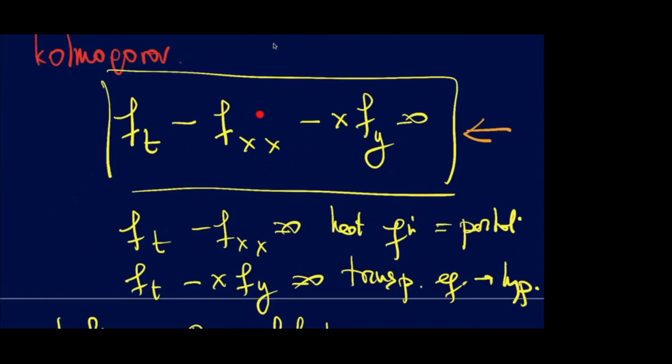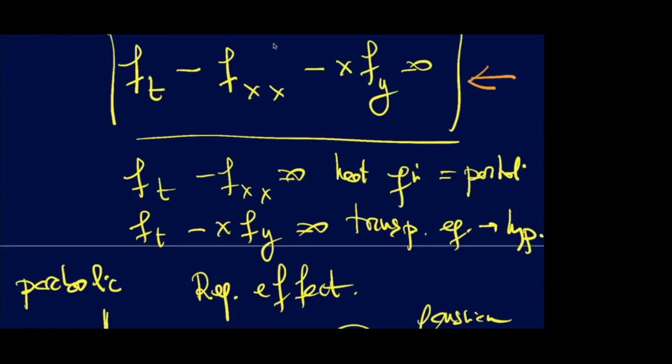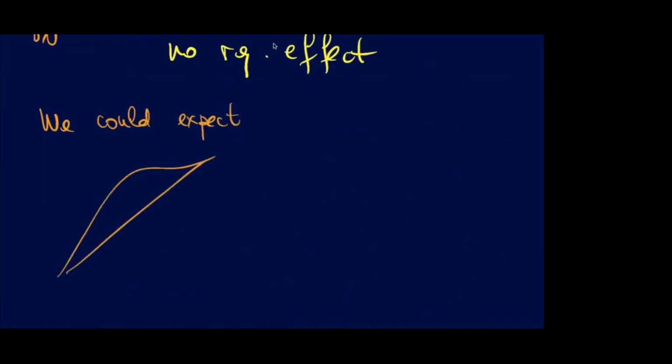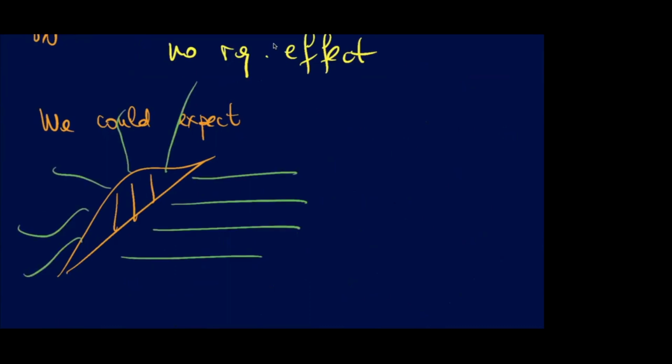in X, but hyperbolic transport in Y, right? In particular, I could expect that the solutions of the Kolmogorov equation will be smooth in one variable, right? But with a jump, right?